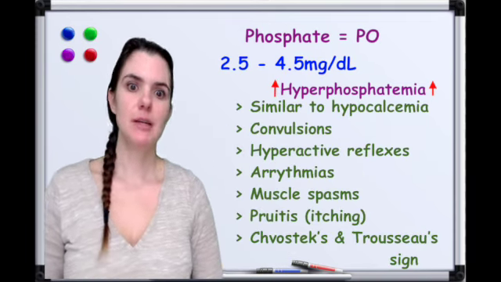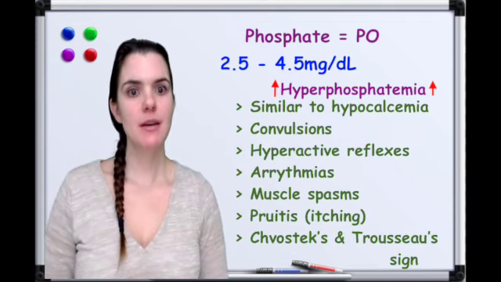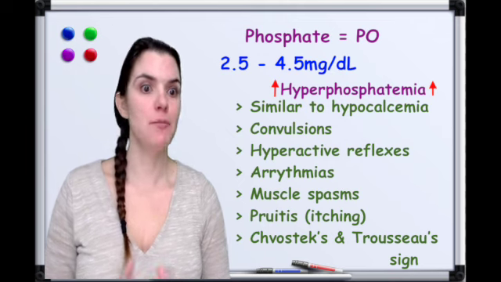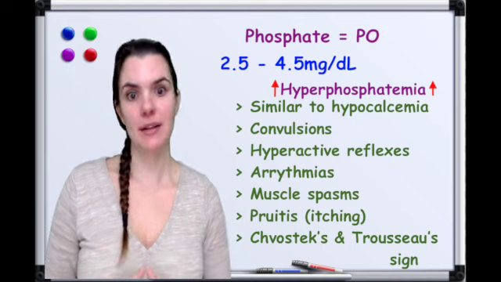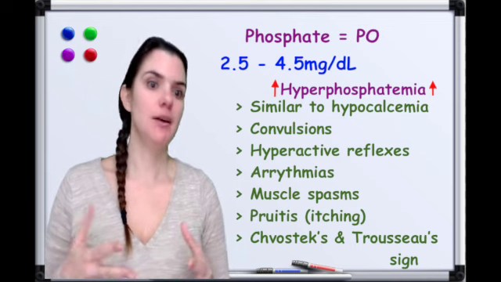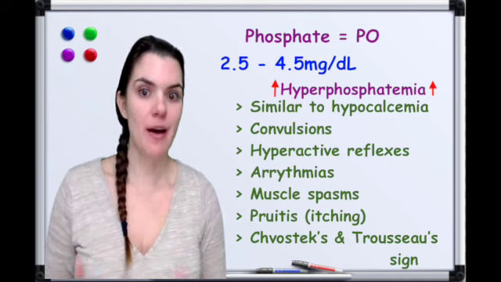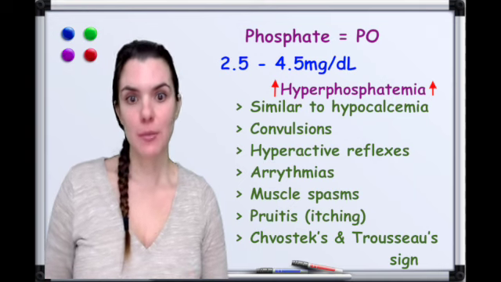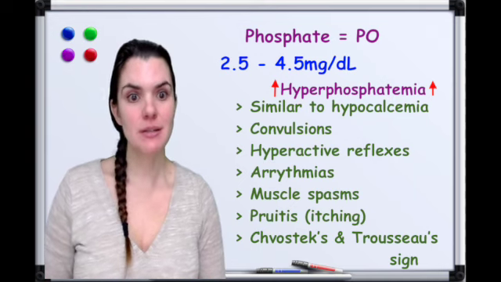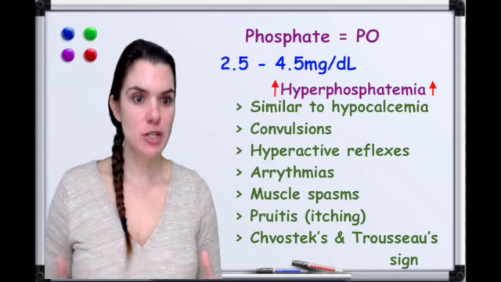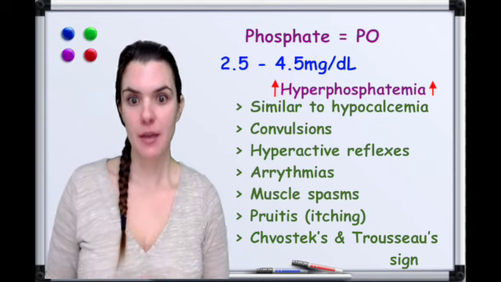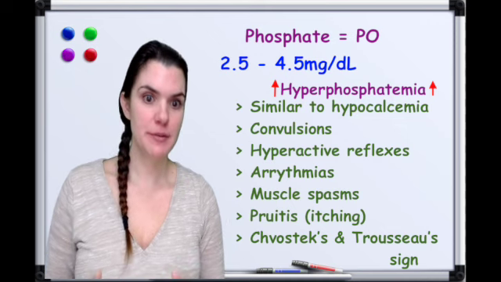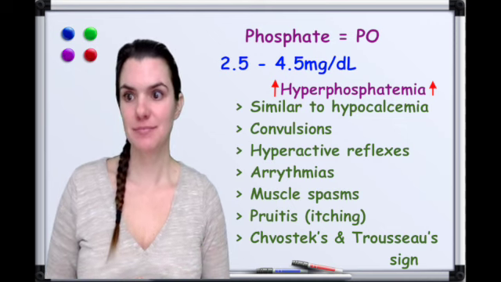The signs and symptoms of hyperphosphatemia can be similar to those in hypocalcemia. So patients with high phosphate levels may be experiencing convulsions. They may also have hyperactive reflexes, arrhythmias, spasms in their muscles, and they may also have itching. This is often found in patients that have renal failure. And they can have Trousseau's and Chvostek's signs.